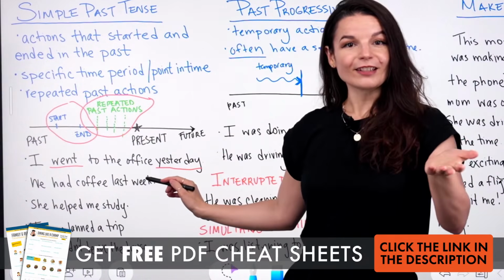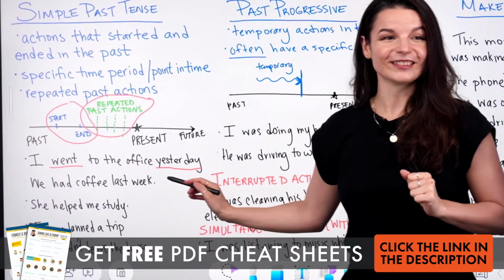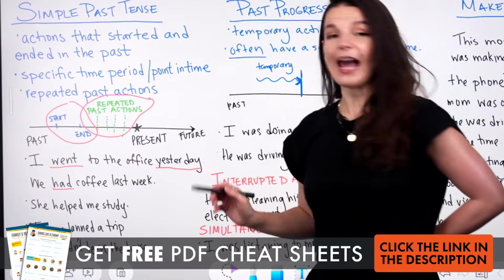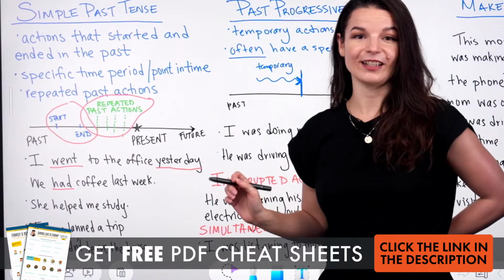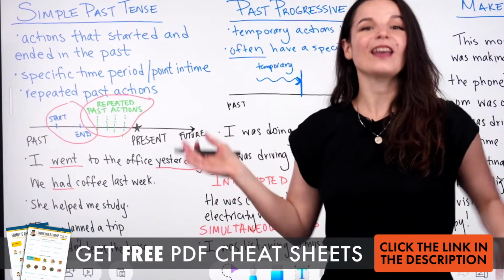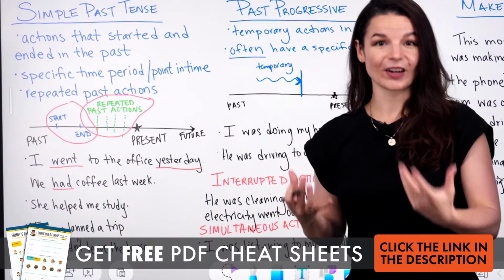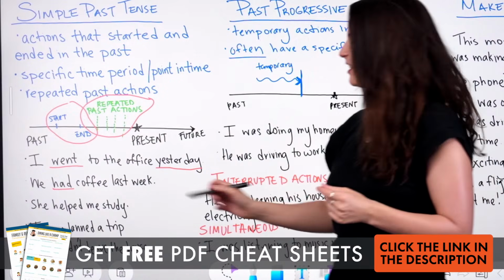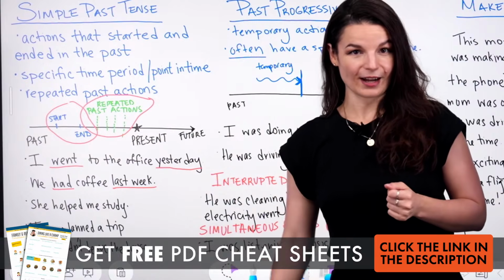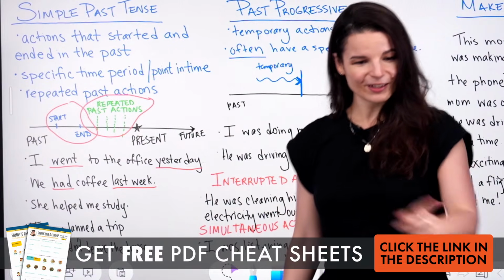So let's go to the next example sentence. We had coffee last week. Thank you. So here is our past tense. We had coffee. Yes, you can change this to the verb drank. That's fine. But we had coffee last week sounds very natural also. In this sentence, we have last week as our specific point in time. Okay? All right, let's continue quickly on.